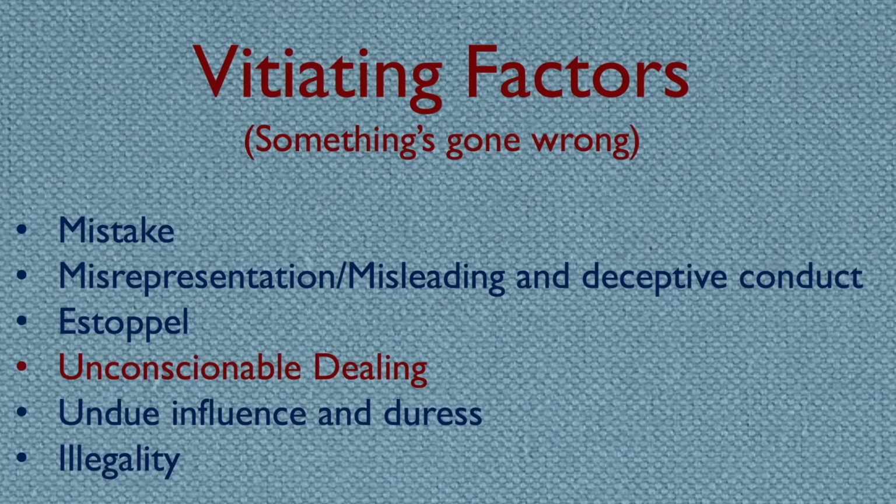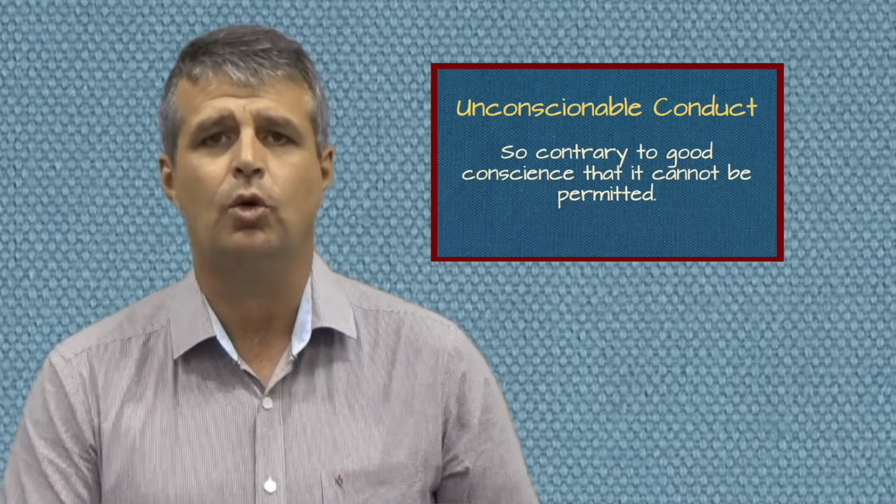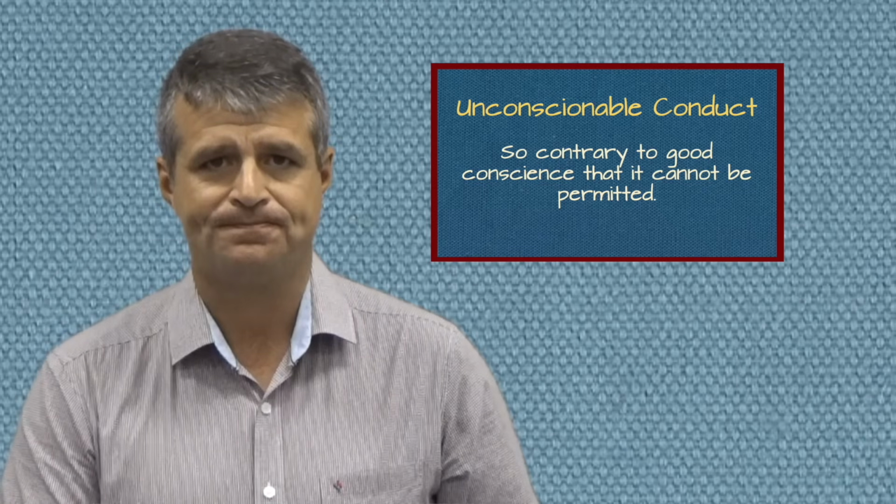All right, now we're going to start getting into the really evil stuff. We're going to start with what's called unconscionable conduct or unconscionable dealing. This is conduct which is so contrary to good conscience that the court just won't allow it to occur. Unconscionable conduct occurs when one person is under a special disadvantage and the other person knows or ought to know about that disadvantage and they take advantage of their superior position.